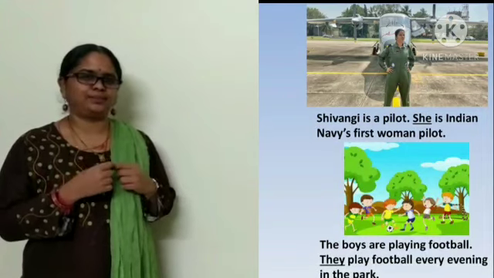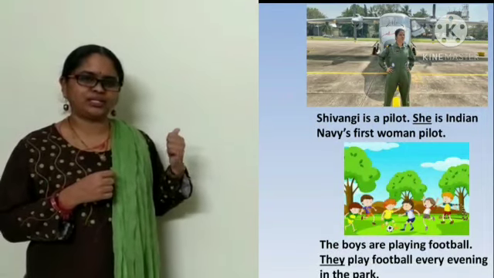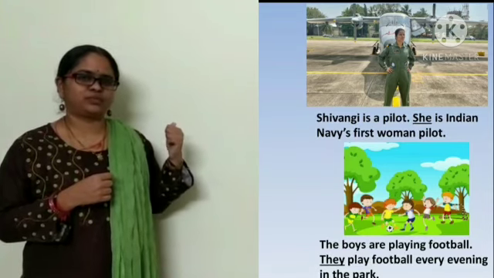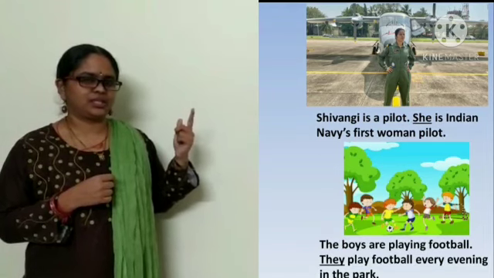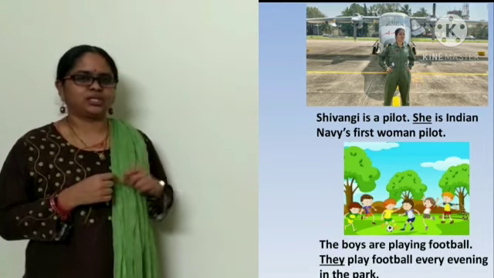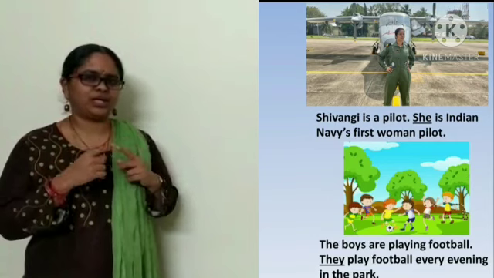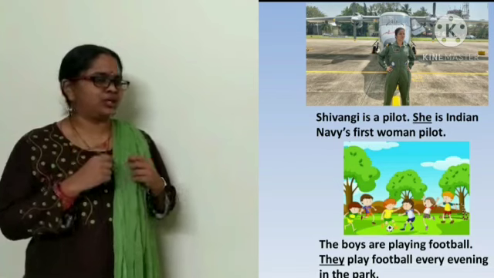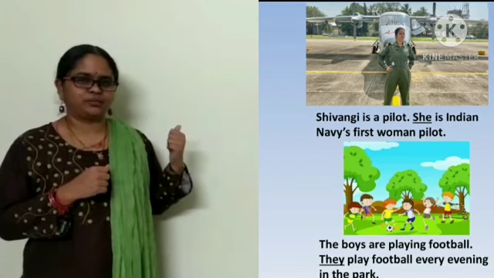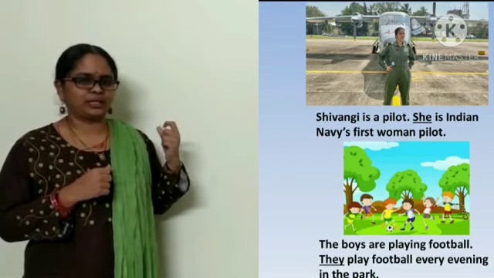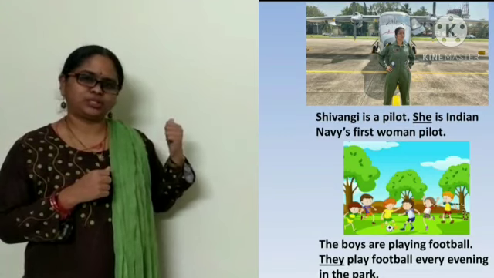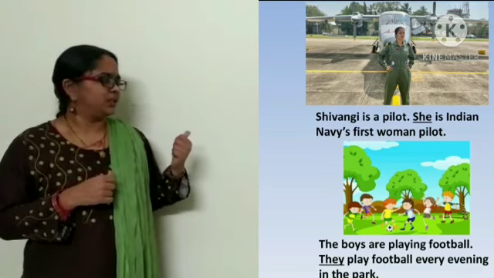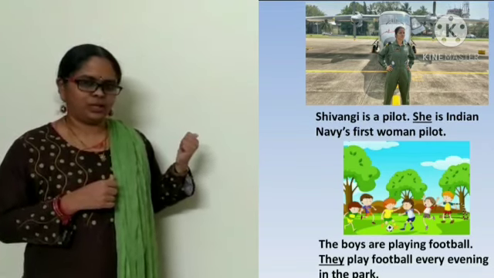Then coming to the next example, you have here Shivangi is a pilot. She is Indian Navy's first woman pilot. So in the second sentence you can see the underlined word she. So instead of again telling Shivangi, we have simply used the pronoun she. So here you can see the women or girls, when we talk about that type of nouns, the pronoun she can be used.